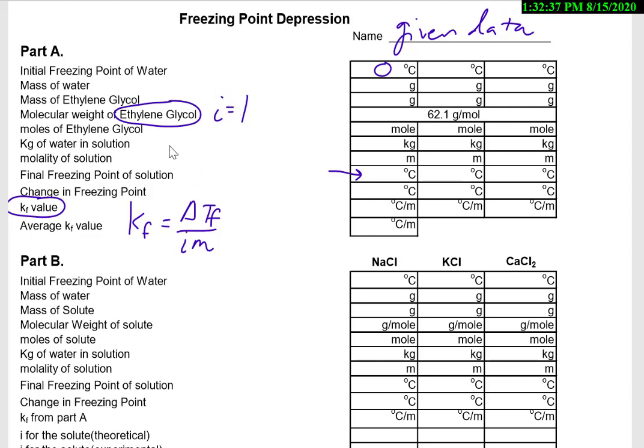Then molality, if you remember, is always moles of solute over kilograms of solvent. If we look at those two things, we're going to know our moles of solute, which is right here, and we're going to know our kilograms of solvent, which is right here. So we'll be able to do moles over kilograms to get our molality. And then we have everything we need. We have our change in freezing point, we have our little i, and we have molality. And you'll just do that for all three trials here.